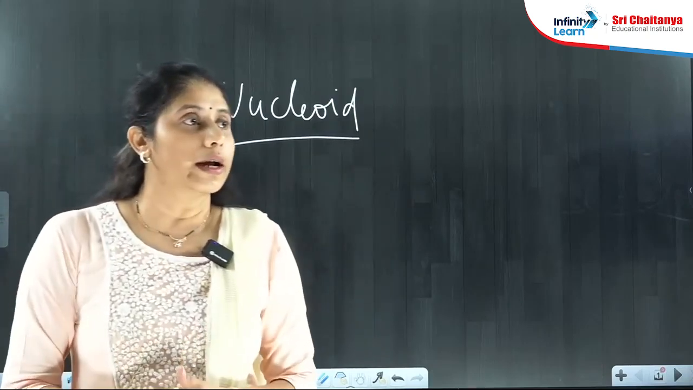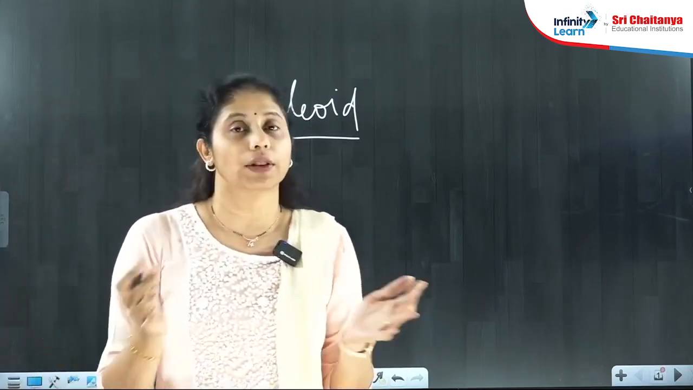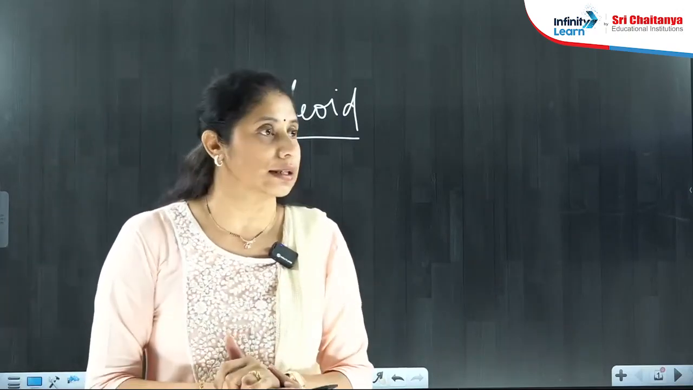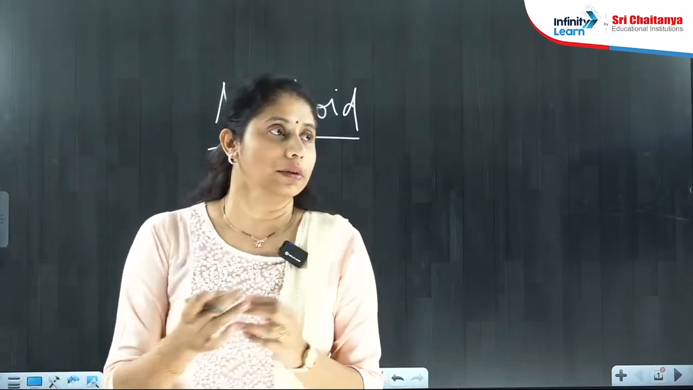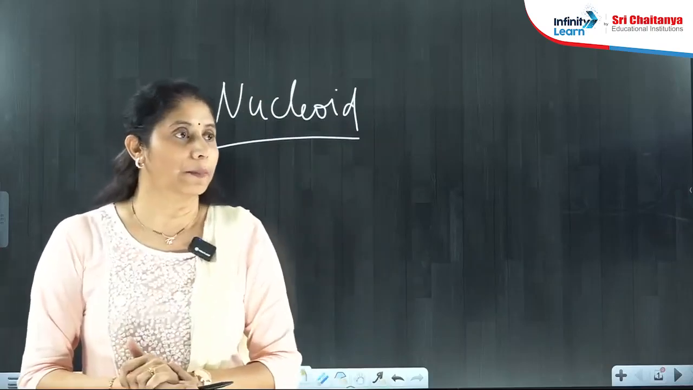Nucleoid is the nucleus without any nuclear membrane. That kind of nucleoid is present in the prokaryotic cells. That is why the bacteria got the name prokaryon, that means primitive nucleus, the nucleus which is not bounded by any membrane.